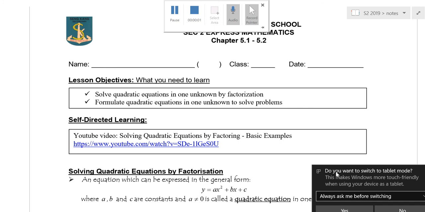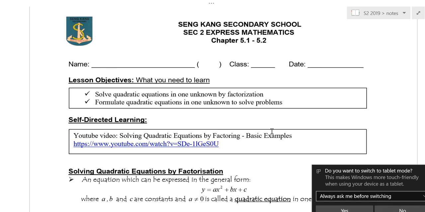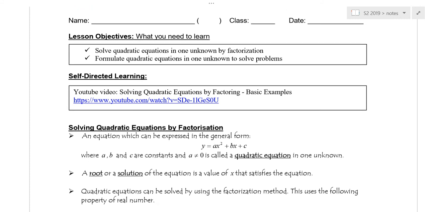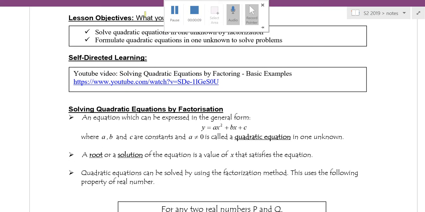From school. Right, let's start the lesson. Write your name, everything, and today we're going to learn how to solve quadratic equations.